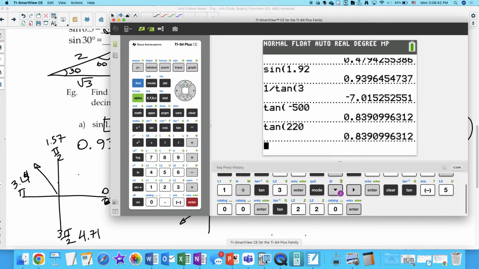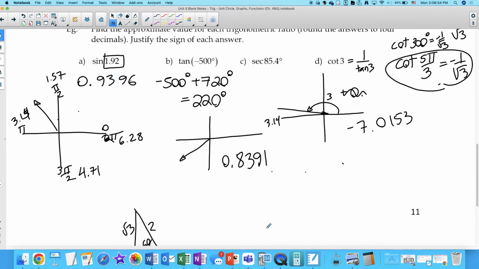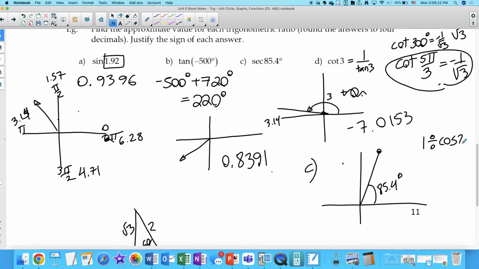0.8391. Whew, okay. Secant of 85.4 degrees. Okay, so this is nice. I'm going to do C over here because that's an acute angle. So that's in quadrant 1. So this is going to be positive. To get the decimal approximation, what is secant the reciprocal of? Cosine. So on your calculator, you have to go 1 divided by cosine of 85.4, because there's no secant button on your calculator.